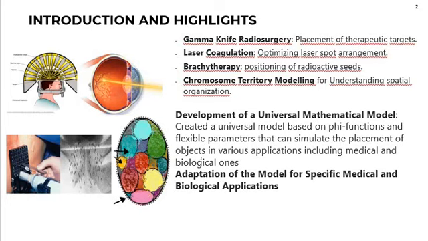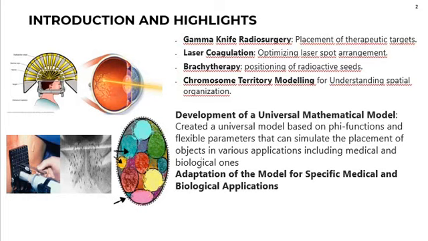Specific examples include hammer knife radiosurgery, placement of therapeutic targets, laser coagulation, optimizing laser spot arrangement, brachytherapy, position of radioactive seeds, chromosome territory modeling for understanding spatial organization. To achieve this, we propose a universal mathematical model that can simulate all these processes.